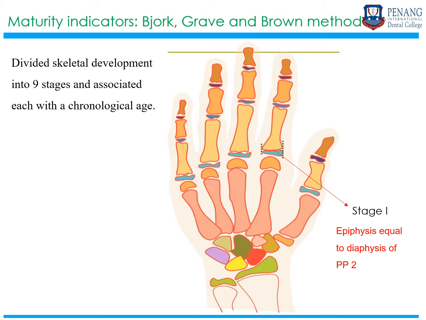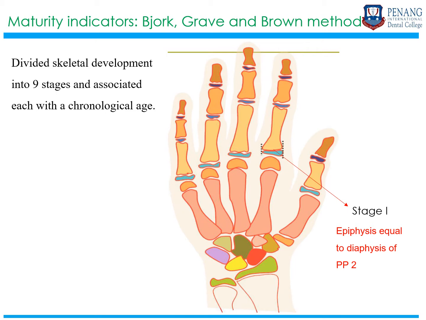Here, stage 1 shows the epiphysis and diaphysis to be of equal length and width, which is in the proximal phalanx of the second finger. You have to refresh yourself on the anatomical aspects of the hand, and remember the names of the bones. Only if you remember those will this method become easier for you to grasp.